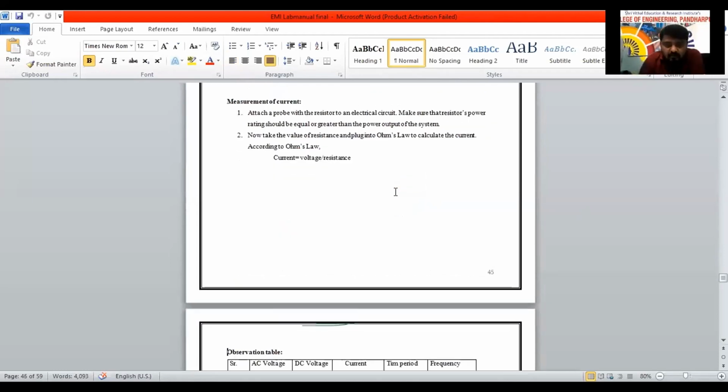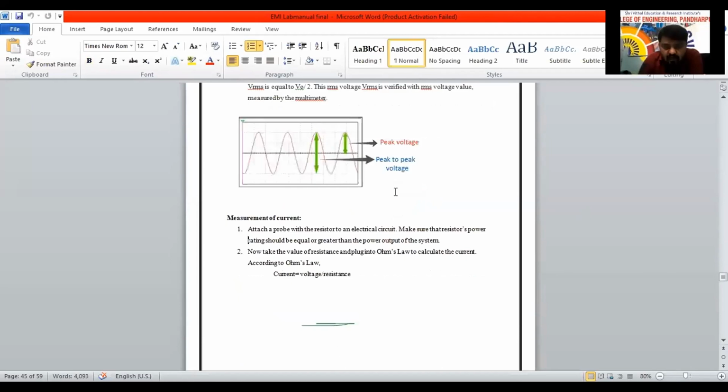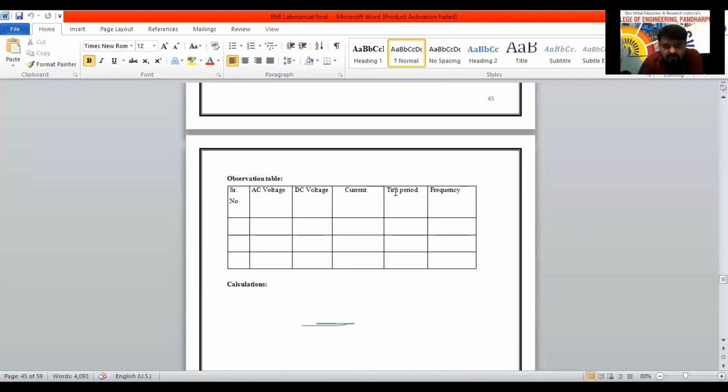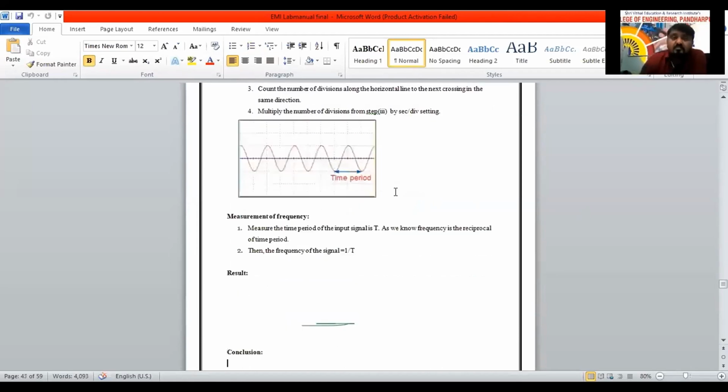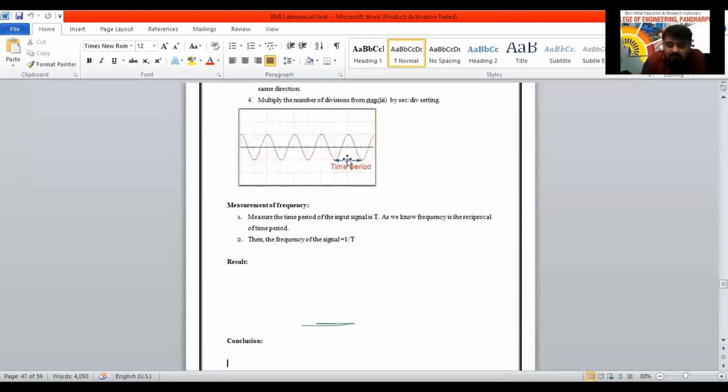So one more important thing we have to discuss here now. The time period also. The time to complete one half cycle here is called T. We are going to call that here. एक half cycle complete करने के लिए कितना time लेते हैं ना? That is called T, time period.